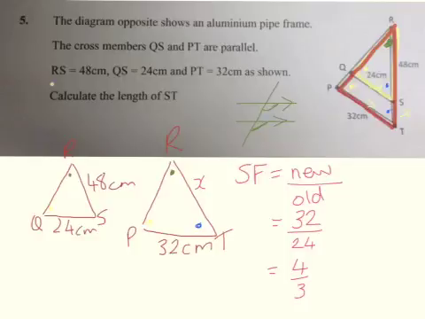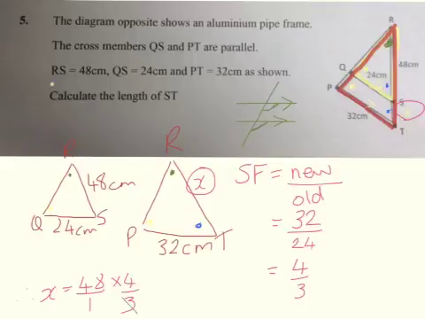So to calculate x in this sense, I maybe should have labelled it y, because I've labelled this x over here. But if we stick with this x just now, I'm just going to work down here. To calculate x, I'm going to do 48 times my scale factor. 48 times 4 over 3, that's the same as 48 over 1 times 4 over 3. 3 goes into 3 once, 3 goes into 48 16 times. So x is going to be 64 centimetres.